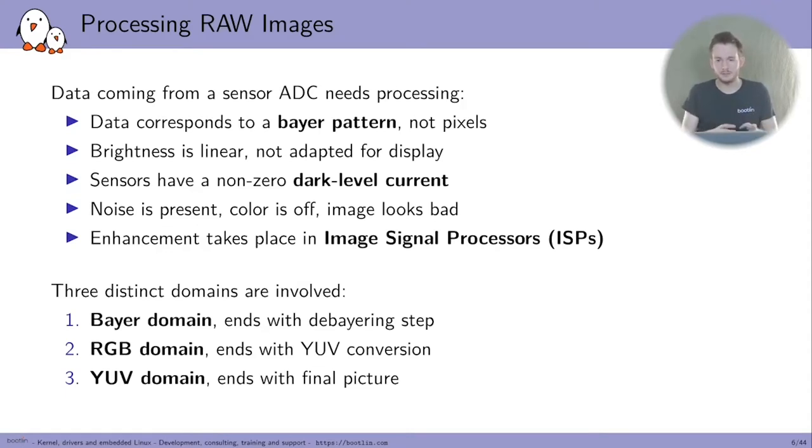We have the Bayer domain, which is the first step that handles the raw data. Then we have the RGB domain, after we have done the debayering step to get actual pixels, where we will apply some enhancements as well. And finally, we will convert the image into a YUV representation, which is a different color model than RGB, really well adapted for video because it separates the luminance, which is the luminosity, the brightness, from the chrominance, which is the color information, because typically we will apply some subsampling to the chrominance in order to reduce the size of the image.